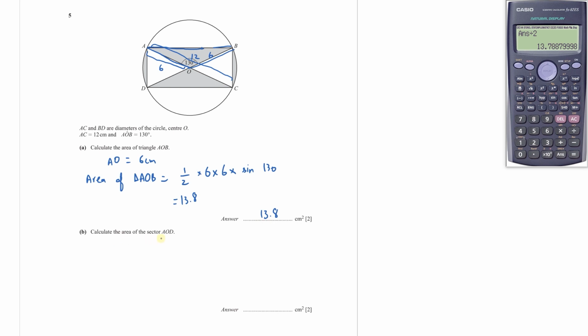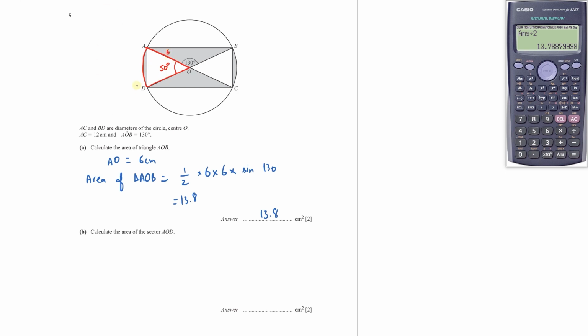Calculate the area of sector AOD. So sector AOD is this one. We need to calculate the area inside this red region. If this angle is 130 and BD is a diameter, which means it's a straight line, then the angle for this sector is 50 degrees. And we know that the radius is 6.